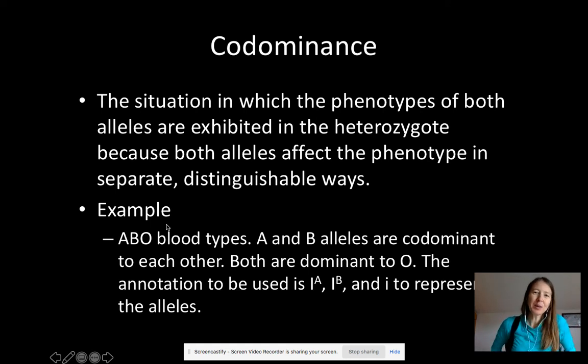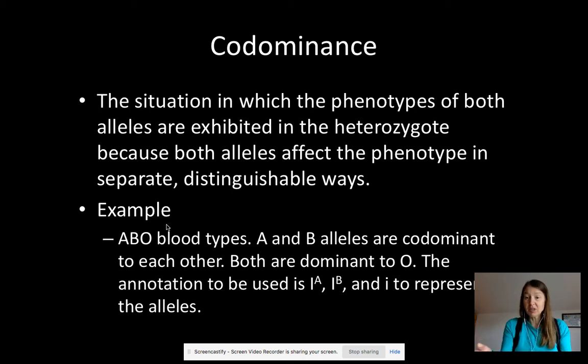In this screencast, we're going to be looking at something called codominance. And we're also going to be looking at multiple alleles. All right, codominance. So this is a situation when you can have two alleles be codominant, meaning one is not dominant to the other. They are both expressed if the individual is heterozygous.